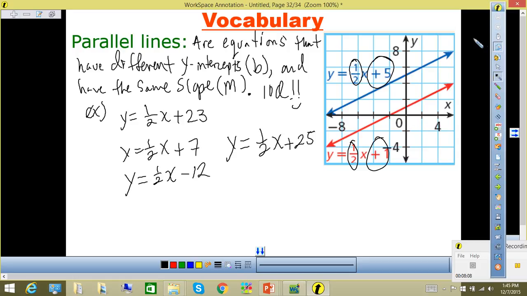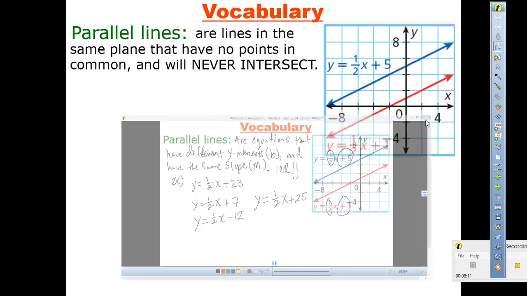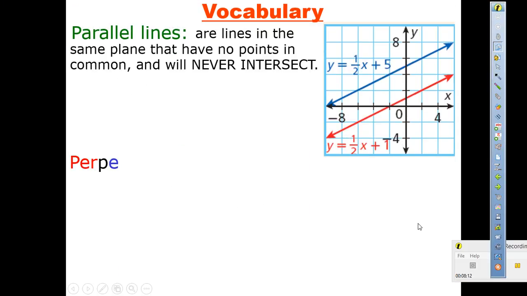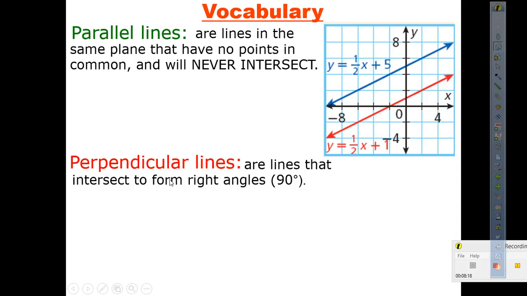So we're done with parallels. Let's go to perpendiculars. It says, perpendicular lines intersect to form right angles, which means 90-degree angles. So before I give you the actual example, look up, please. Look at the previous example. Don't say it out loud. Do you see those lines that are perpendicular? Keep it to yourself. Talk it over with your neighbor. Let them know why those are perpendicular.